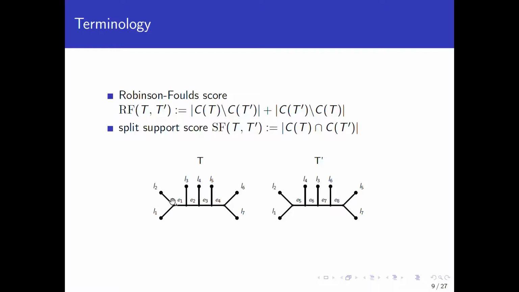So first of all, the trivial bipartitions are present in both trees, so there is a score of 7. Also, the bipartition L1, L2 versus the rest is induced by E1 in T and induced by E5 in T prime, and the bipartition L5, L6, L7 versus the rest is induced by E3 in T and induced by E7 in T prime. So those two bipartitions are also present in both trees. So a total score of 9 between T and T prime.